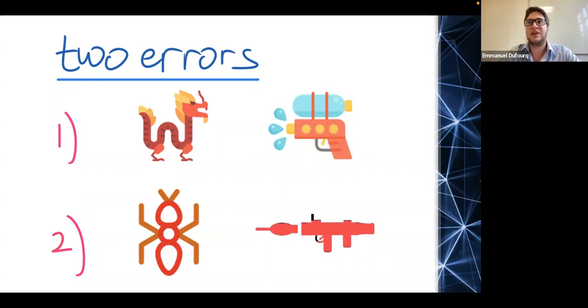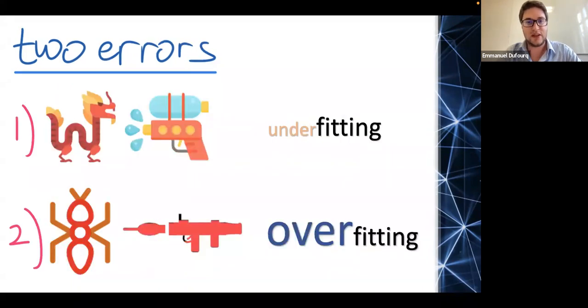Actually, I wouldn't have defined it yet, but underfitting is if you are trying to kill a dragon with a small water pistol. In other words, you have a very simplistic model for a very complicated problem. And overfitting is like trying to kill an ant with a rocket launcher. In other words, you have a very simple thing and you're trying to use a very sophisticated model.